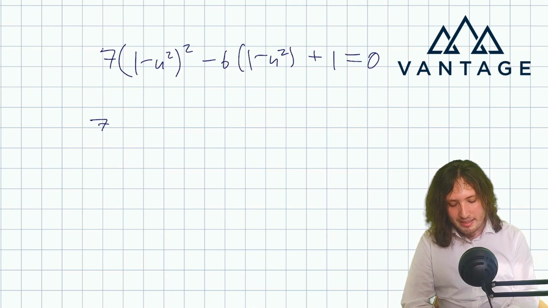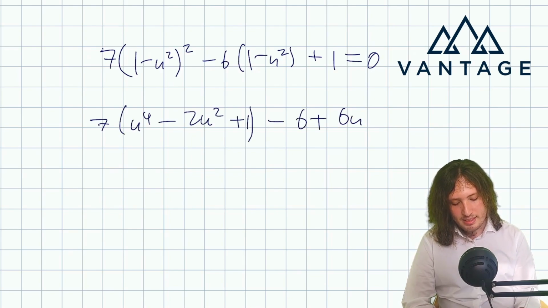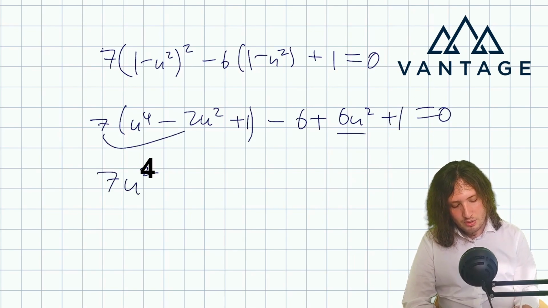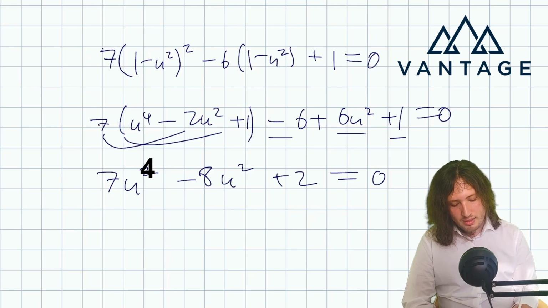So now all that remains is to expand out the brackets. So minus 2u squared plus 1 minus 6 plus 6u squared plus 1 is 0. So that means we get 7u to the 4, and then I get minus 14 plus 6 makes minus 8u squared, plus 7 minus 6 makes 1, plus 1 makes plus 2 equals 0.